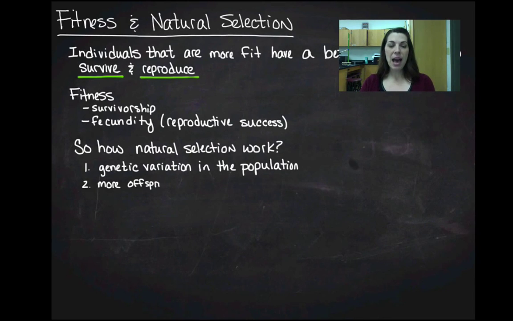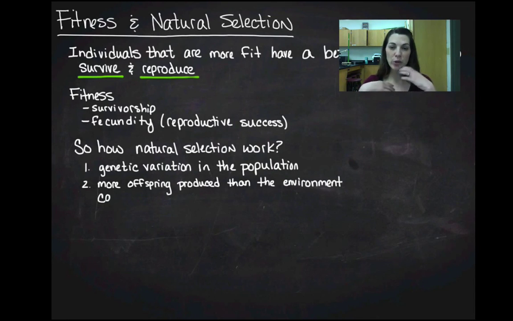The next thing you need to have for natural selection to work is you need to have more offspring actually being produced than the environment can support. So my environment has a certain carrying capacity. There's more offspring being born into that ecosystem than can possibly survive in that ecosystem. And then what you're going to see is that the organisms that are best suited for their environment are going to be the ones that are the most likely to survive. And that's really what we mean by survival of the fittest.